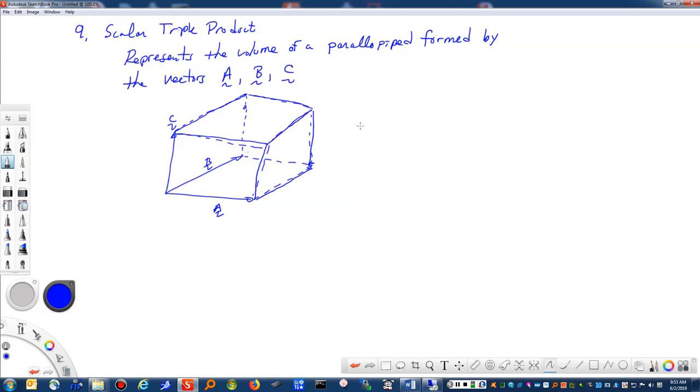The way we represent the scalar triple product of three vectors would be by taking vector A, crossing it with vector B, and then dotting that result with vector C. And depending on the sign of everything, how everything works out, that would be either a positive or negative number. So that represents plus or minus the volume of the three vectors A, B, and C.